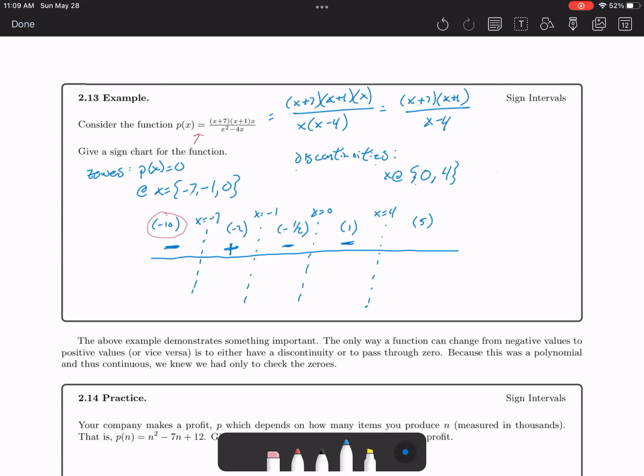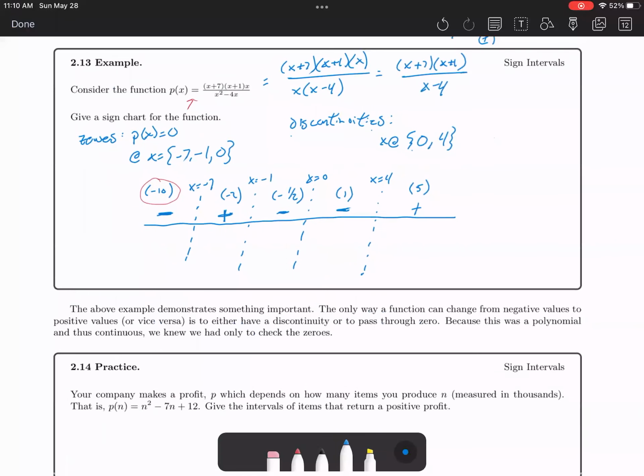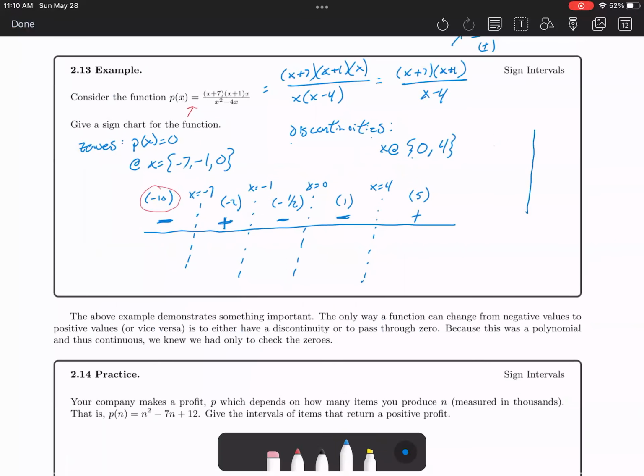And if I plug in 5, what am I going to get? A 5 in the first factor is going to give me a positive. 5 plus 1 is a positive number. And 5 minus 4 is, again, another positive number. So everything over there is positive. My answer is positive there. So I can actually give myself a pretty decent idea of what the graph is going to look like.